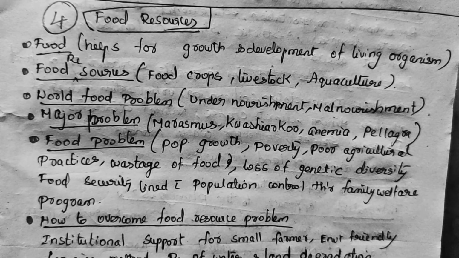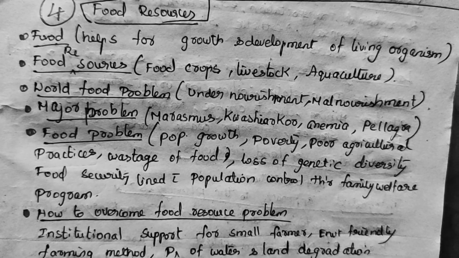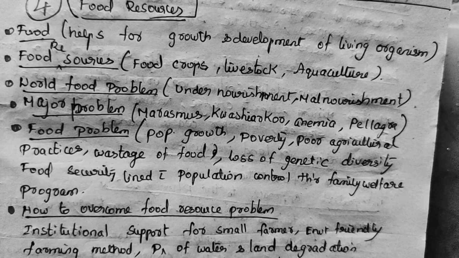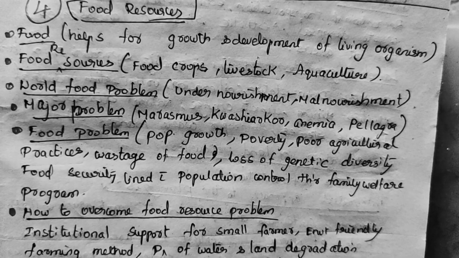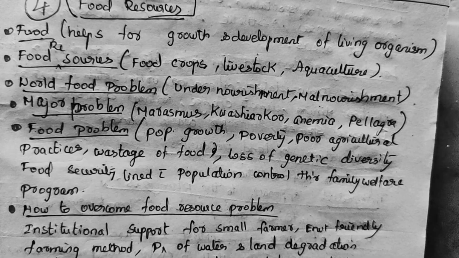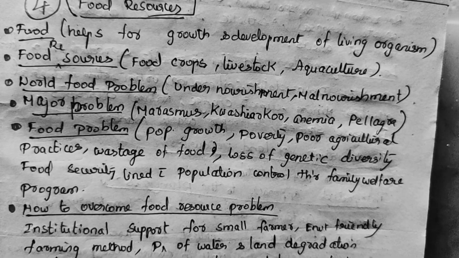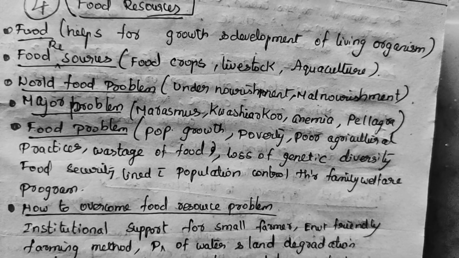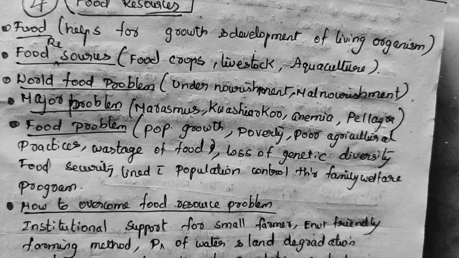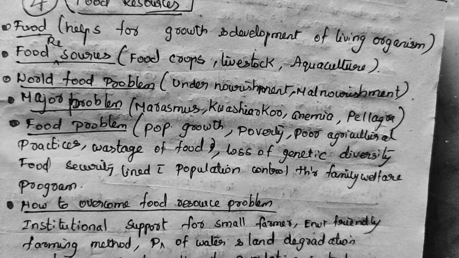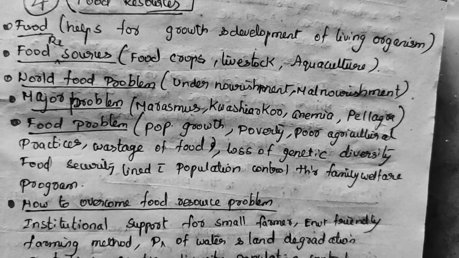Marasmus, kwashiorkor, anemia, pellagra. And what are the food problems you are getting? Population growth, poverty, poor agricultural practices, wastage of food, and loss of genetic diversity. Now they are making some of the hybrid varieties, so the genetic diversity is decreasing, and food security is linked with population control through the family welfare program. So these are the food problems.